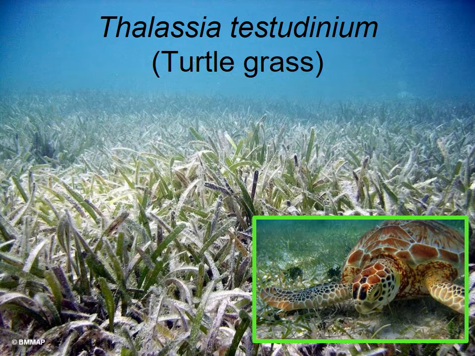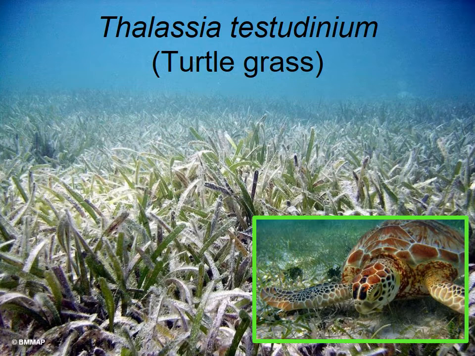I think it's the most beautiful because it has bright light green, big, robust blades, and it forms thick meadows in areas with clear, high salinity water. It needs to have clear, high salinity water to survive, and you'll tend to find it more in areas with sort of oligotrophic tropical waters with clear blue waters and sandy bottoms.